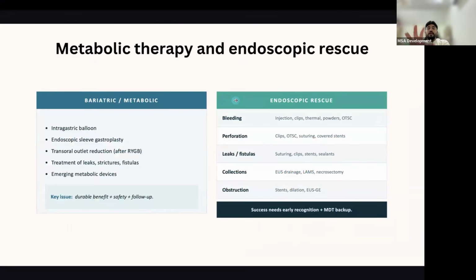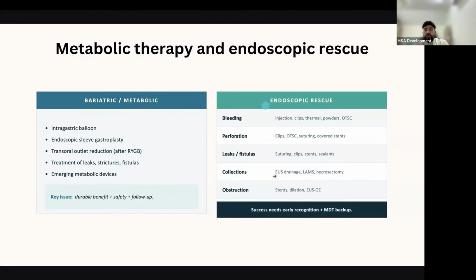Now, metabolic therapy and endoscopic rescue, you can use these robotics for metabolic purposes, like bariatric purposes, like endoscopic sleeve gastroplasty, all right, like treatment of leaks, strictures, and fistulas, intragastric balloon, you know what I'm saying? So they all can be used to treat these metabolic surgeries.